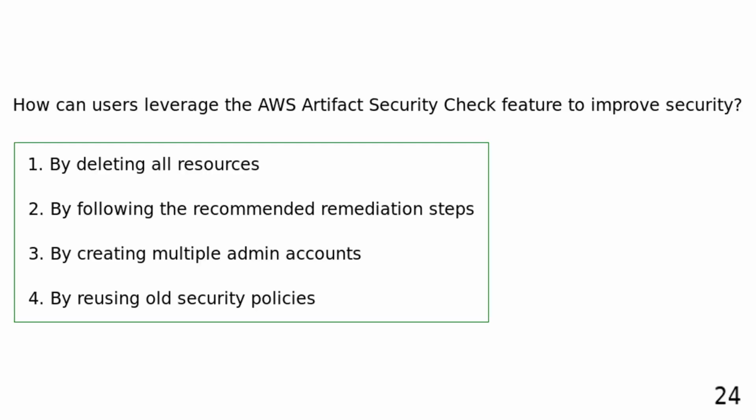How can users leverage the AWS Artifact Security Check feature to improve security? By deleting all resources. By following the recommended remediation steps. By creating multiple admin accounts. By reusing old security policies.